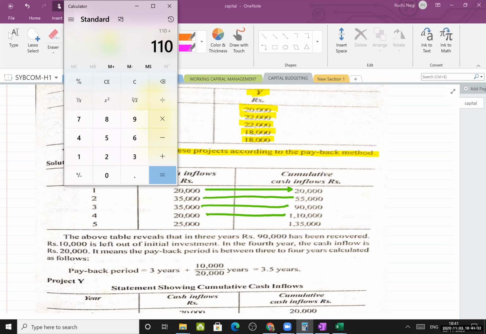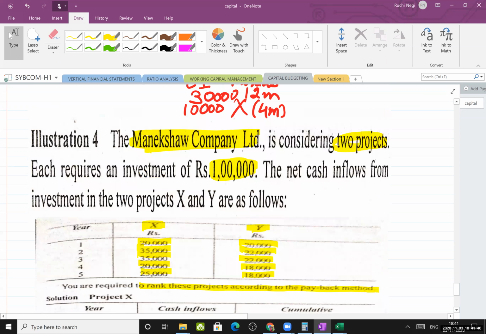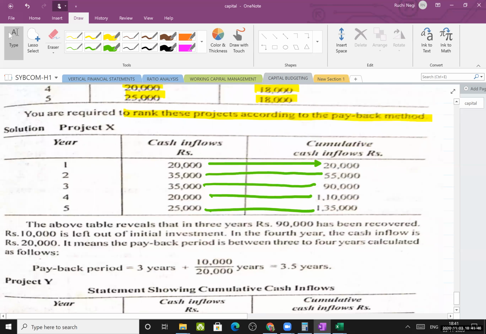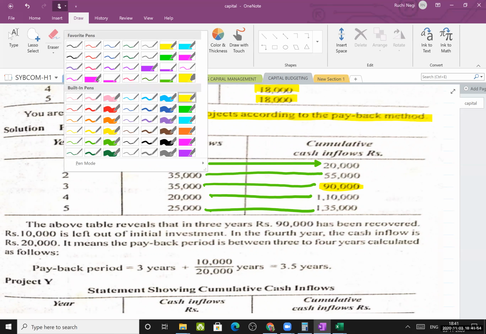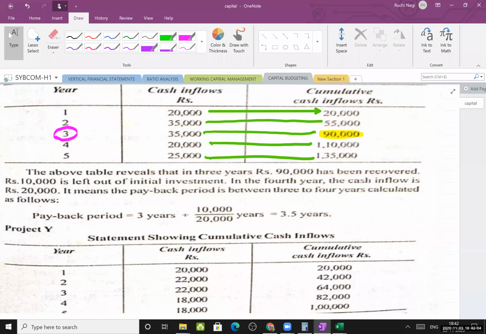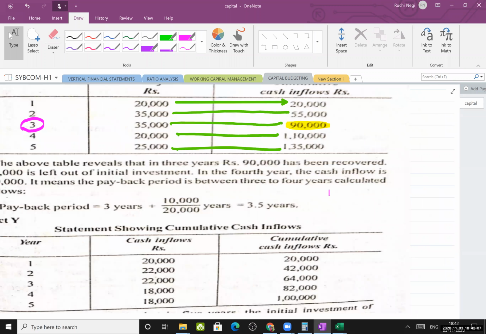1,10,000 plus 25 is how much? 1,35,000. ठीक है. और मुझे recover कितना करना है? 1,00,000 रुपीज़ recover करना है. तो where will I be able to recover my 1,00,000 rupees? Your 90,000, correct. So in the fourth year how much more do I need? 10,000 और चाहिए, ठीक है ना? Correct. I need 10,000 more. So the difference is of 1,10,000 minus 90,000, that is 20,000.